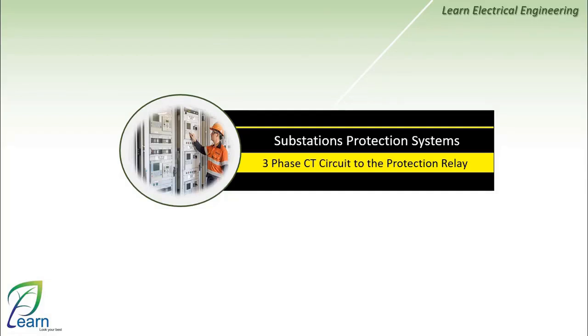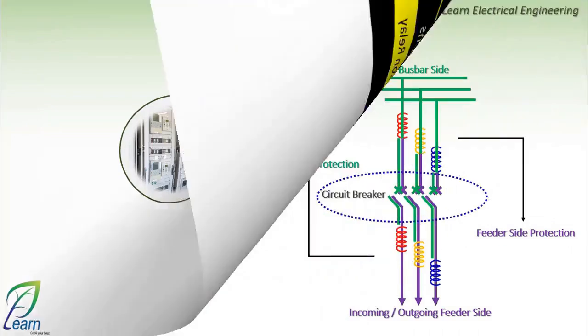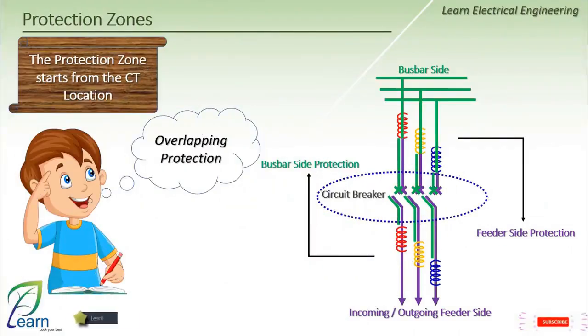God willing, we will talk about the three-phase CT circuit to the protection relay, which is the circuit for connecting the current transformer to the protection stages, as we discussed in the last lecture. I will show you the lecture video now on the screen, and I hope those who haven't followed the lecture will do so. We talked about protection zones and understood how protection areas are determined and the concept of overlapping protection.